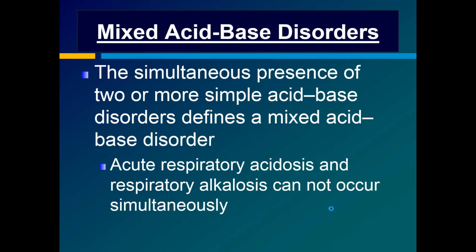Now there is a caveat, and the caveat ultimately is that you cannot have an acute respiratory acidosis and an acute respiratory alkalosis occurring simultaneously. You can have multiple metabolic processes occurring at the same time, and you could even potentially have a respiratory process also occurring at the same time. But think of respiratory acidosis as hypoventilation because your PCO2 will be high. And I guess you can really, in many ways, think of respiratory alkalosis as hyperventilation. So you can't hypo and hyperventilate at the same time.